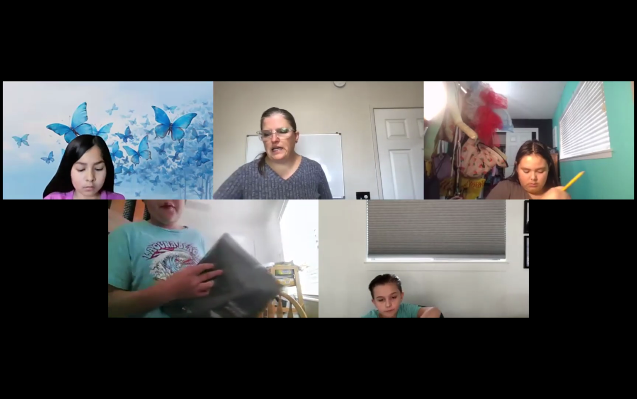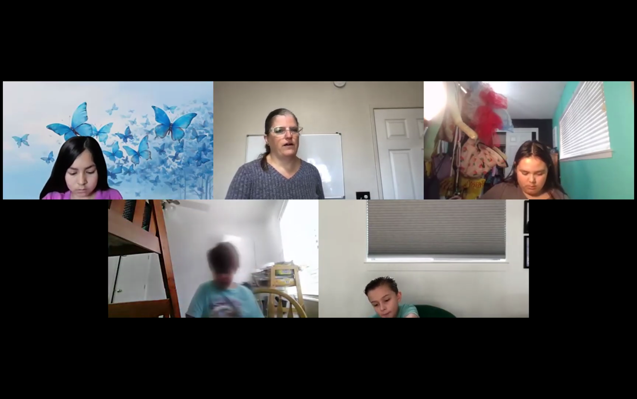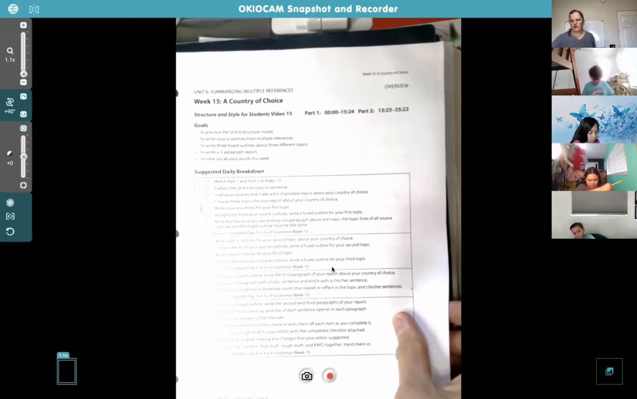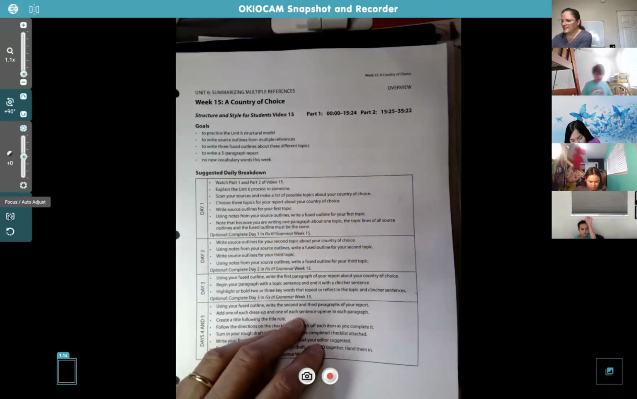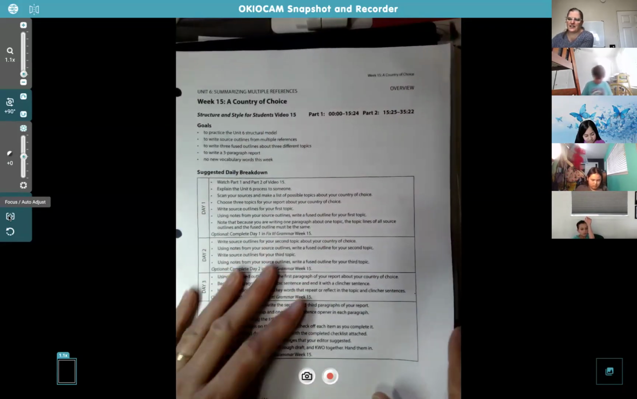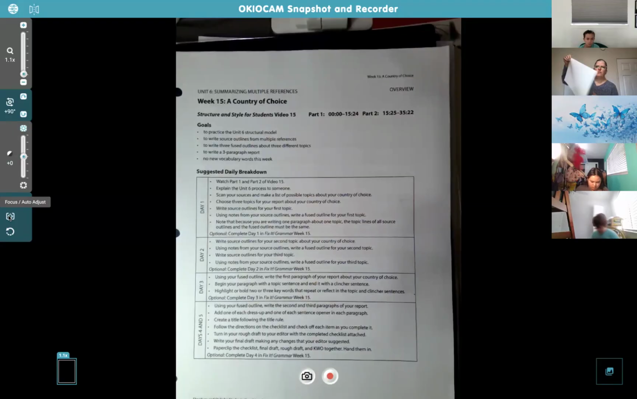week 15. It says a country of choice. We're going to write about a country of choice right here. And the nice thing about this one is it's only 2 pages. It's that front page and the checklist, and that's it. That's pretty easy. And you need a piece of the big white paper if you have that. Hopefully you still have some pieces in there.